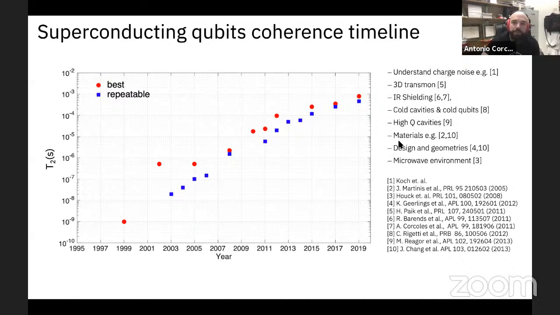And I'm giving here on the right a series of breakthroughs that made this possible. They go from changes in the design of the qubits to better understanding of materials and other things like proper filtering of the lines and shielding of the radiation in the environment of the qubit.